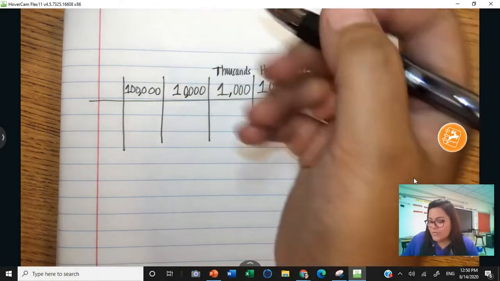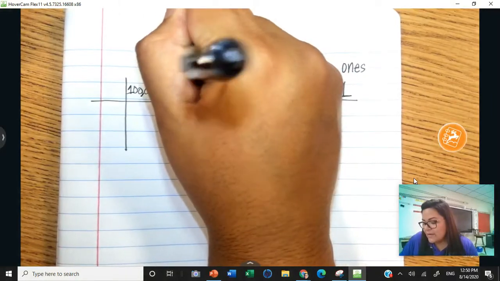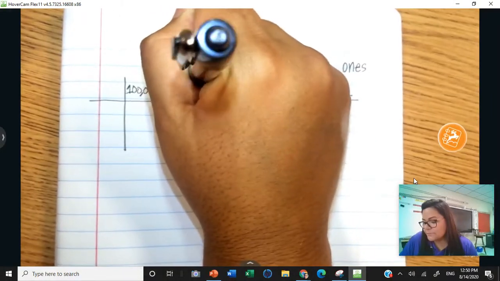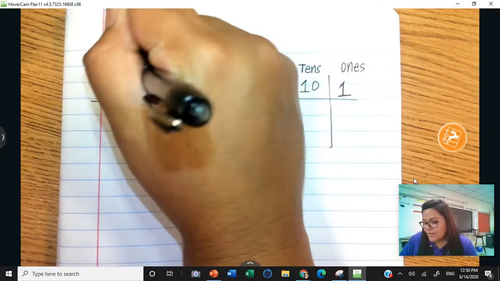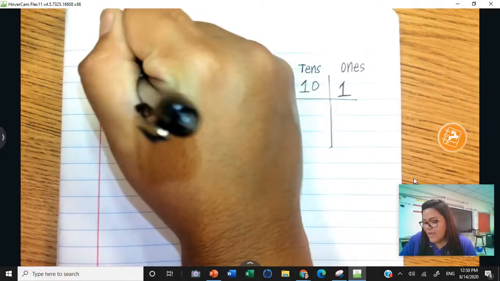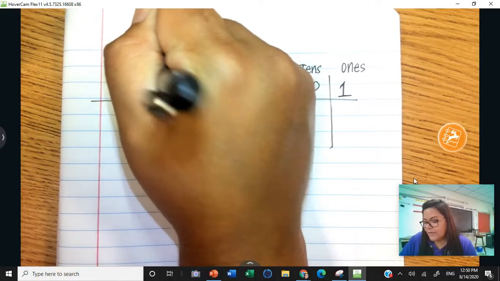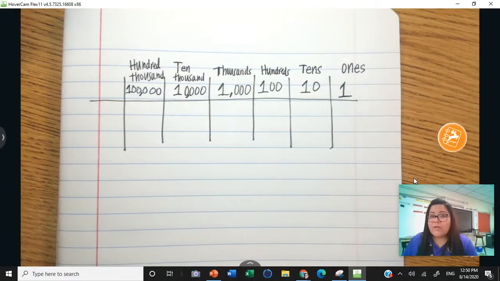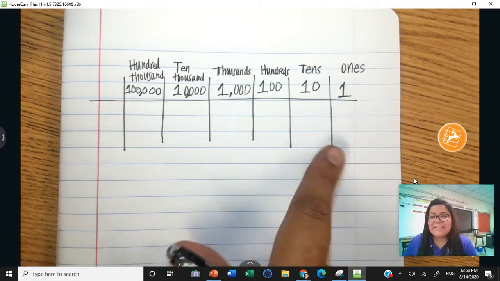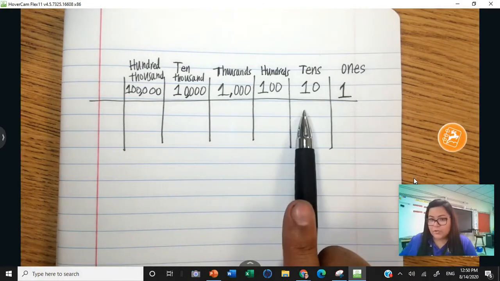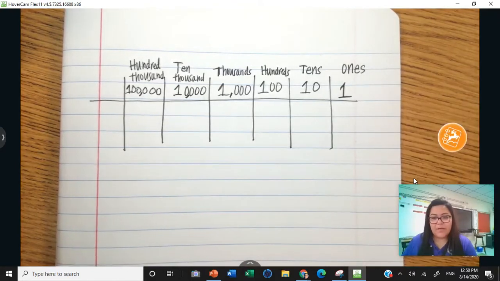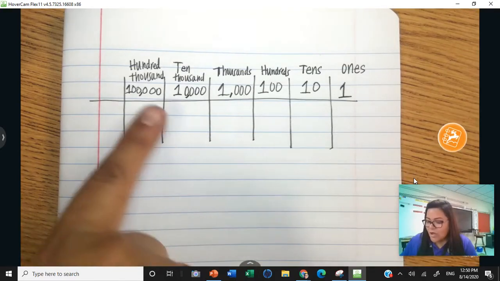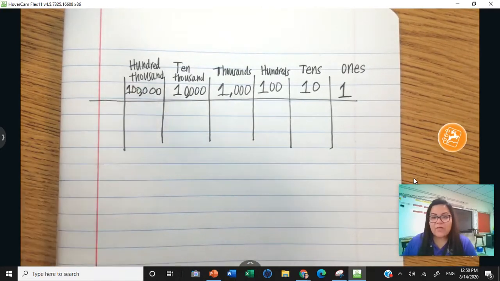So our next one, we said this one was 10,000. And our last one is 100,000. And in third grade, we will be working with numbers that have 6 digits in them. 1, 2, 3, 4, 5, 6. 6 digits in them. And if a number has 6 digits in them, then it goes all the way up to the 100,000s.